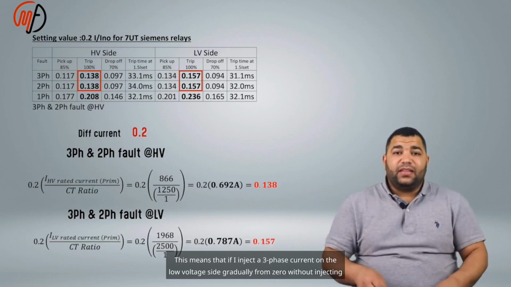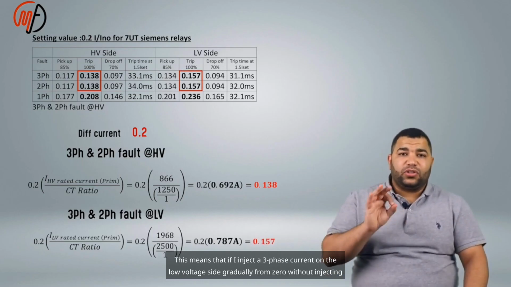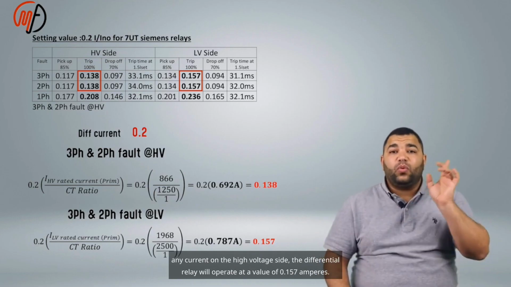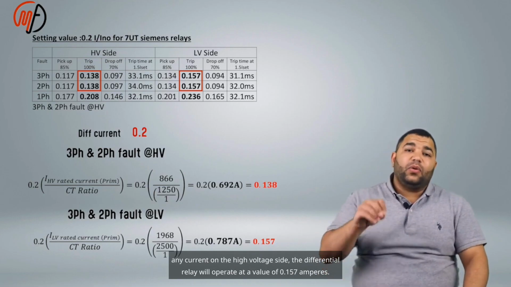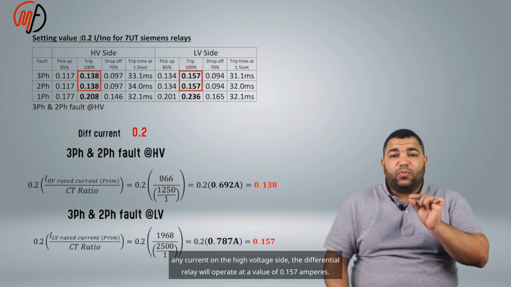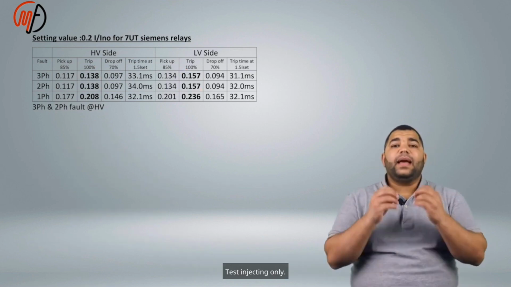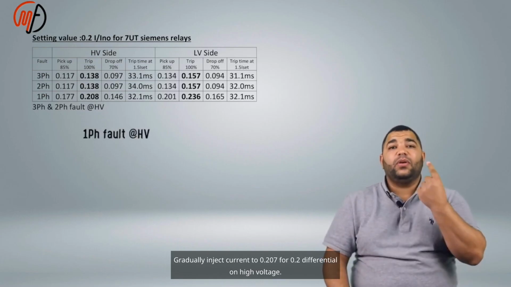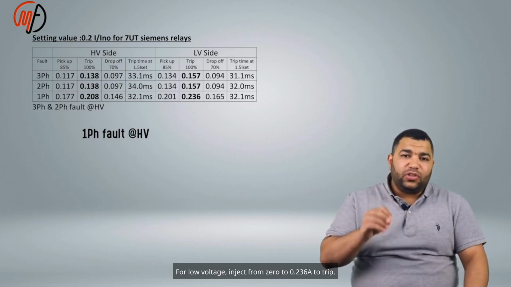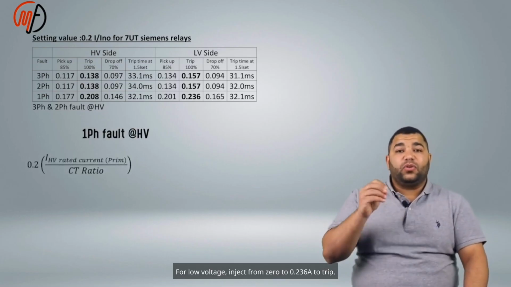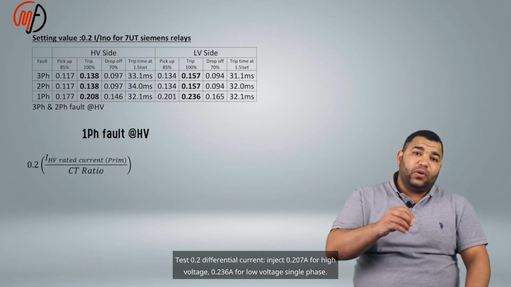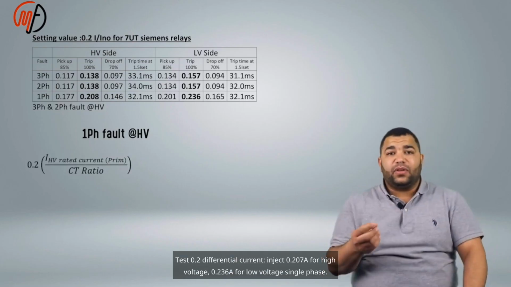This means that if I inject a 3-phase current on the low voltage side gradually from 0 without injecting any current on the high voltage side, the differential relay will operate at a value of 0.157 amperes. Test injecting only. Gradually inject current to 0.207 for 0.2 differential on high voltage. For low voltage, inject from 0 to 0.236A to trip. Test 0.2 differential current. Inject 0.207A for high voltage, 0.236A for low voltage single phase.